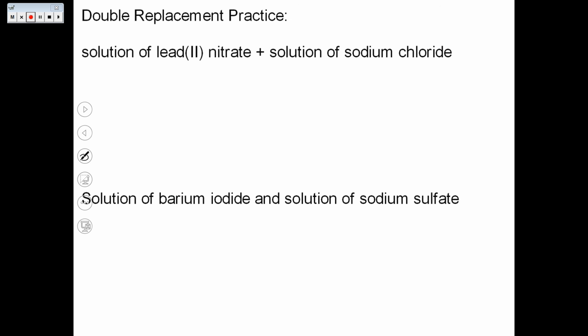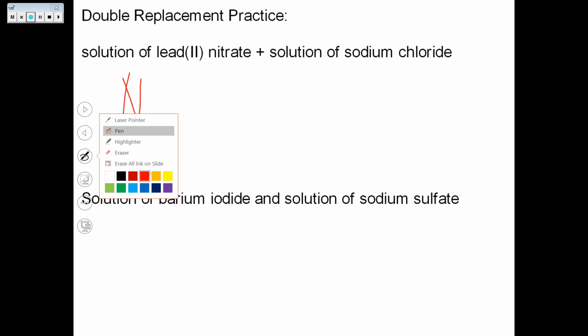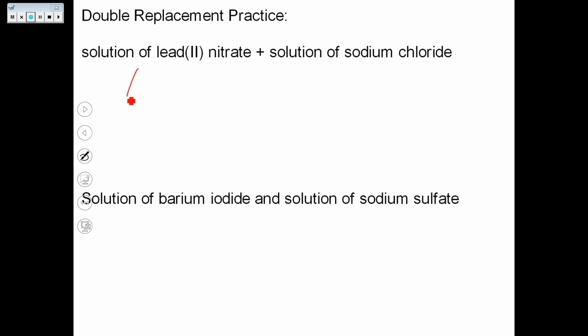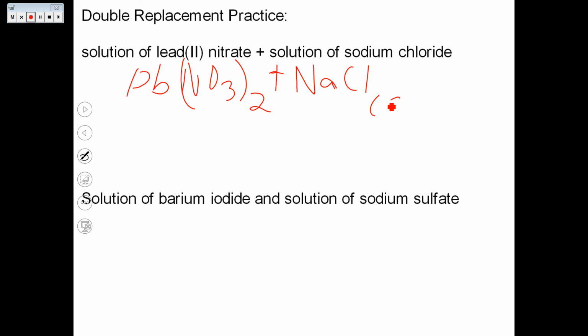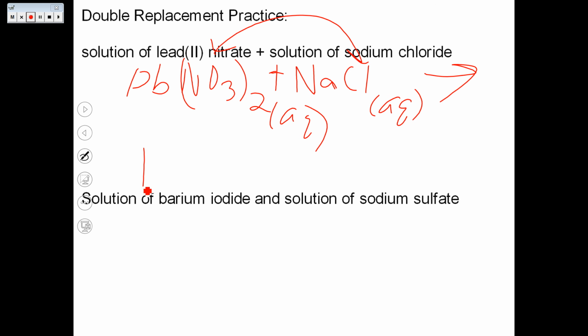All right, a solution of lead nitrate and sodium chloride. Lead nitrate is Pb(NO3)2 plus NaCl. These are going to start off as AQ. The NO3 and the Cl are going to switch places. So we're going to have Pb with the Cl, and we're going to have the Na with the NO3.